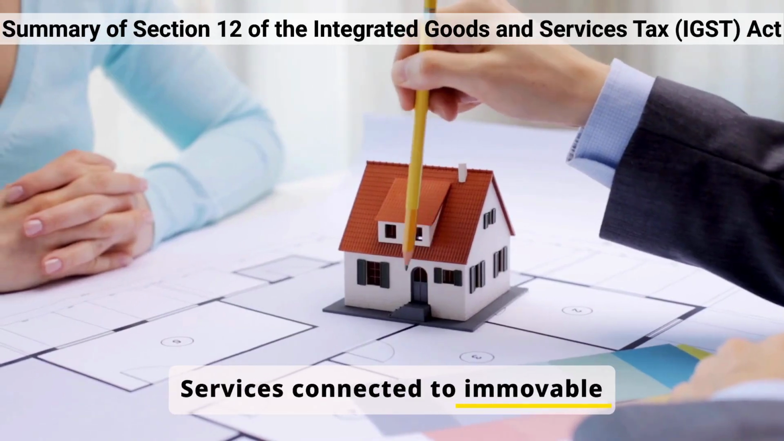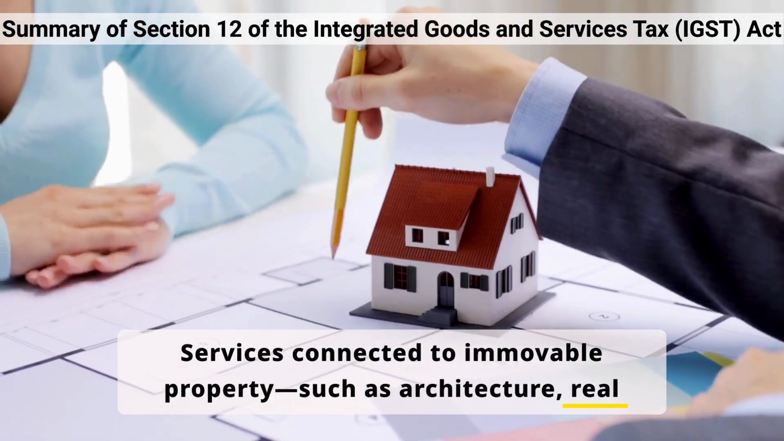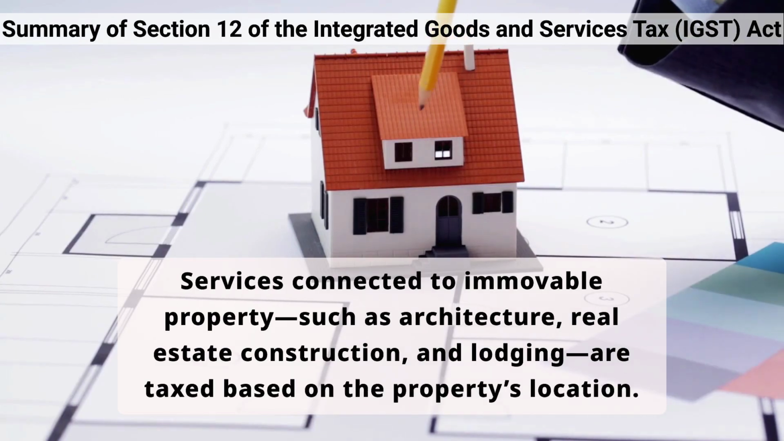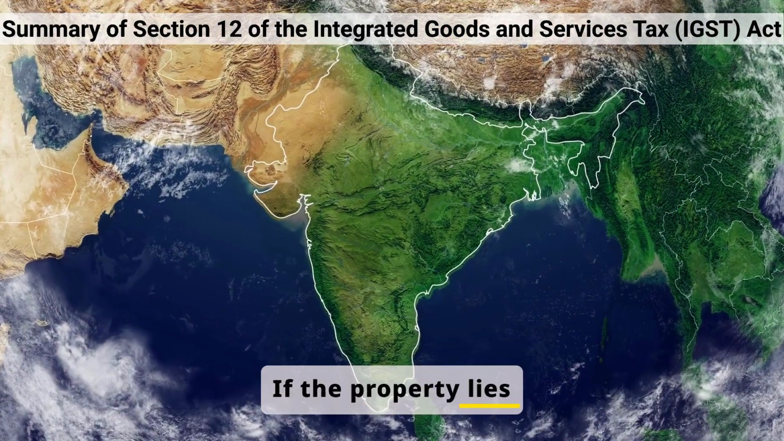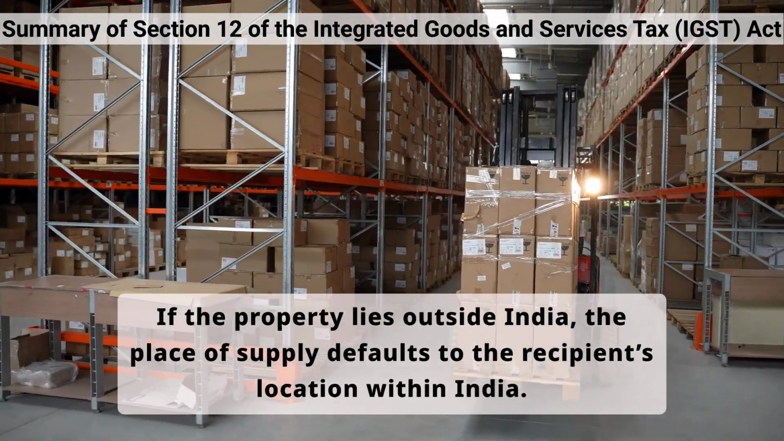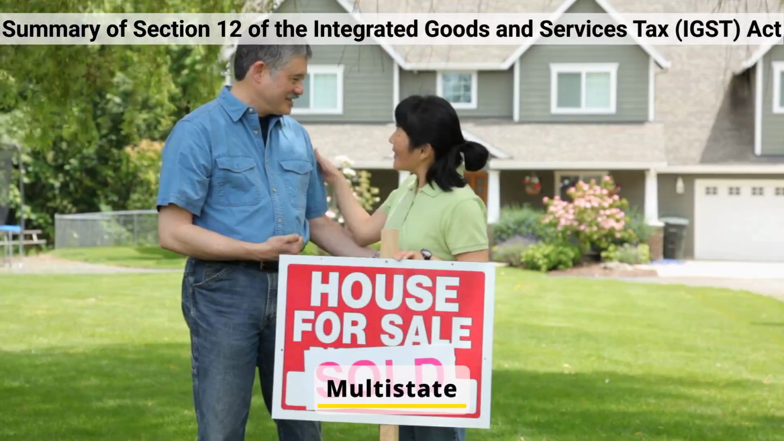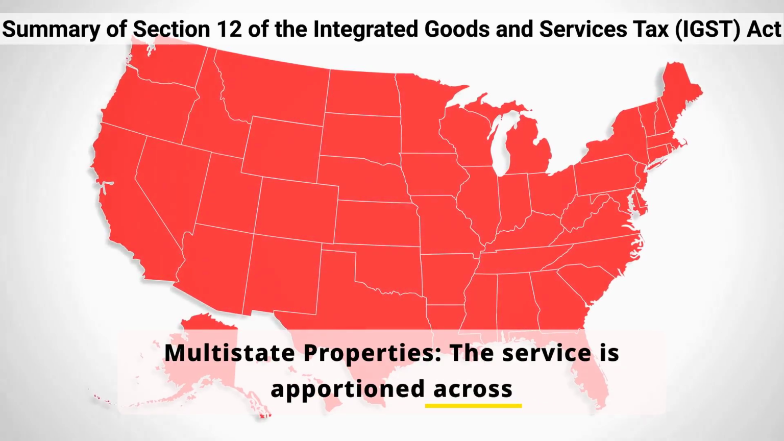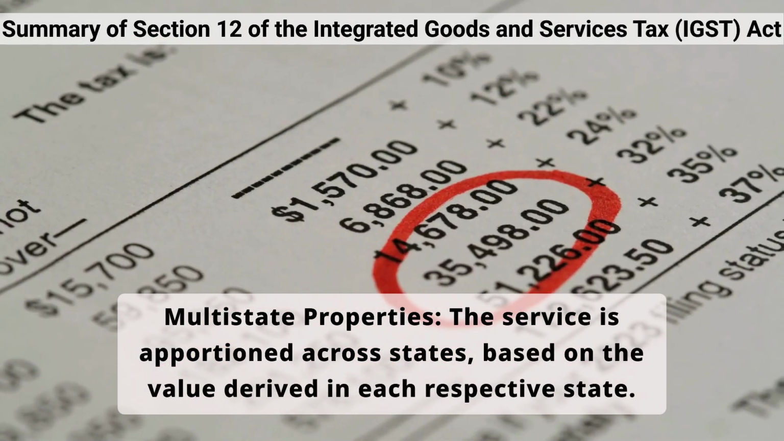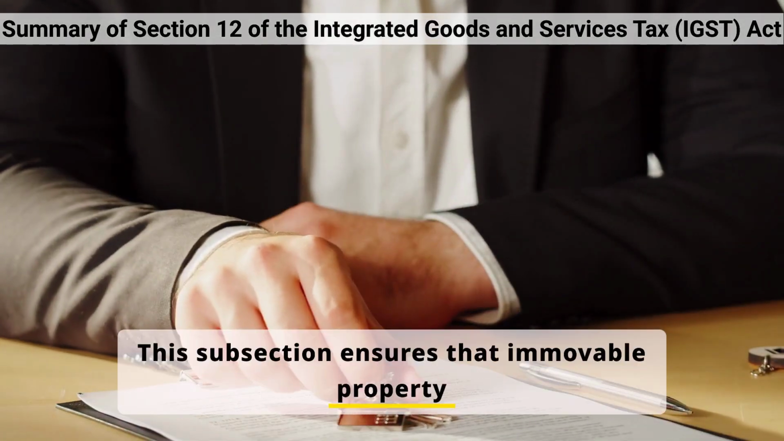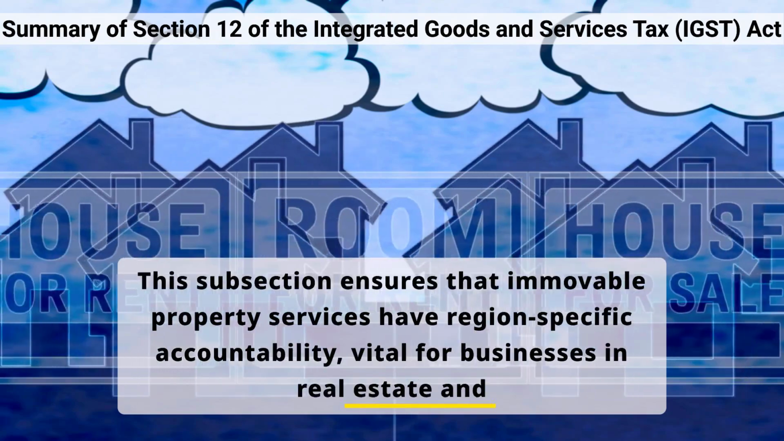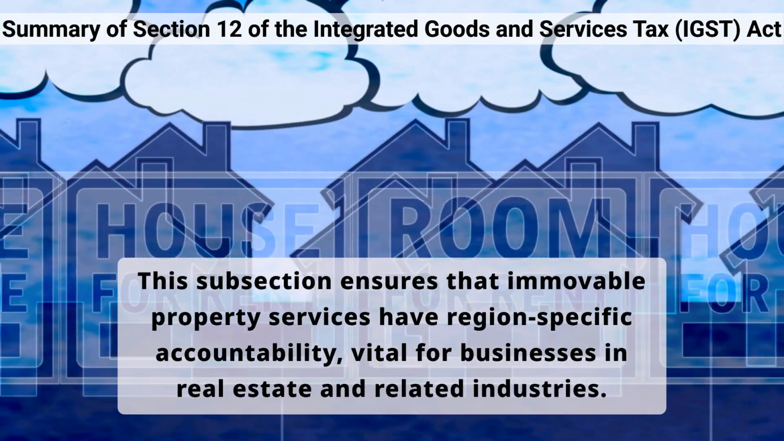Services connected to immovable property, such as architecture, real estate construction, and lodging, are taxed based on the property's location. If the property lies outside India, the place of supply defaults to the recipient's location within India. For multi-state properties, the service is apportioned across states, based on the value derived in each respective state. This subsection ensures that immovable property services have region-specific accountability, vital for businesses in real estate and related industries.